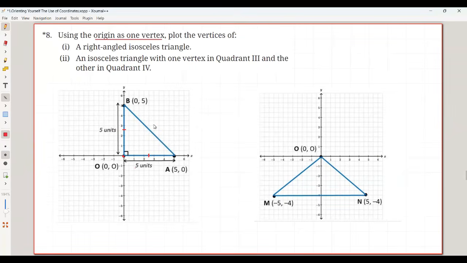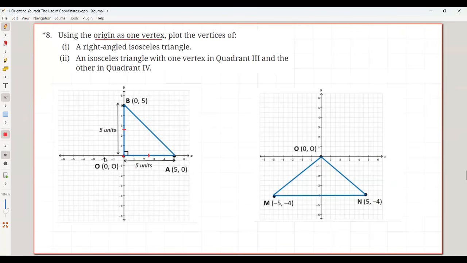Here also the picture will vary from person to person. Here I have taken 5 units. You may take 4 units, here also 4 units, or 3 units, 3 units. Not only this first quadrant, it can be on this side, or this side. It can be in any quadrant. But the condition is one of the vertices should be at the origin.